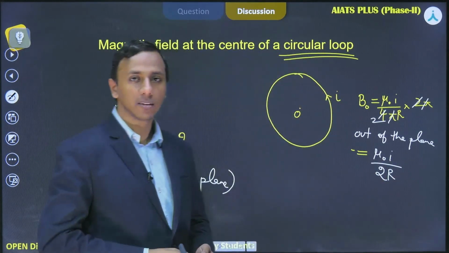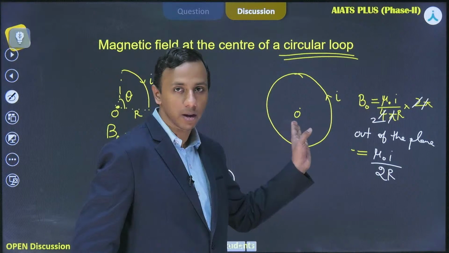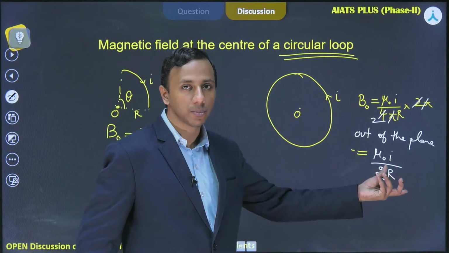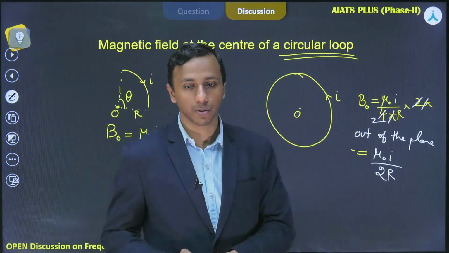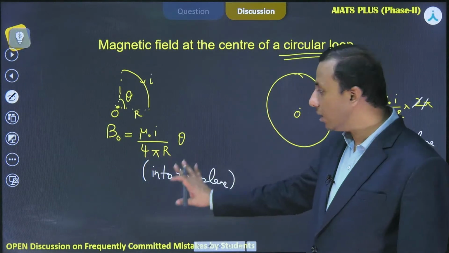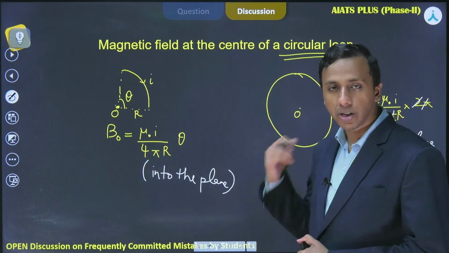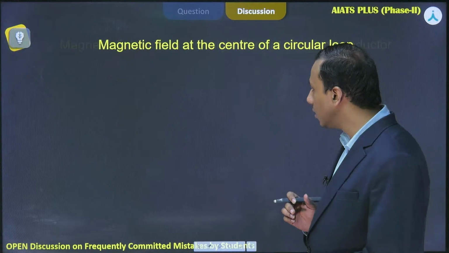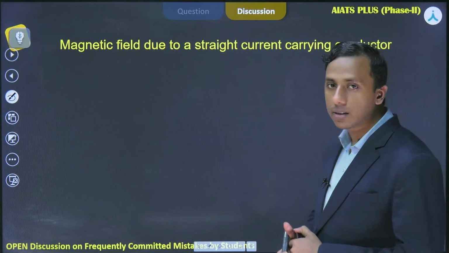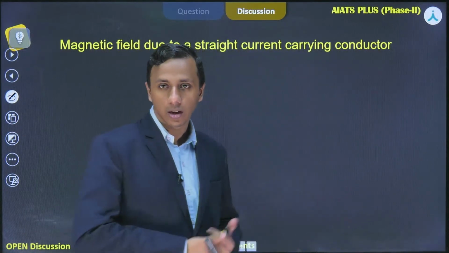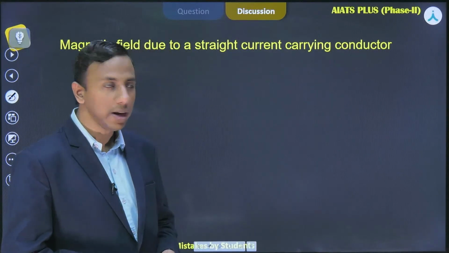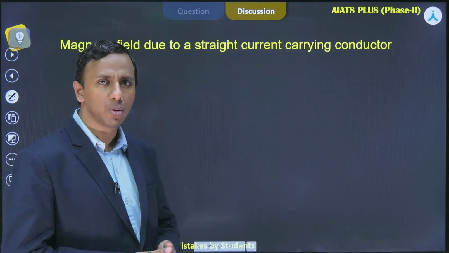And also remember, this is not the derivation of this formula. We don't derive using this method, we remember using this method. So this is just a short trick for you to remember. So mu naught I by 2R for circle. What about straight conductor? This also you have done in the previous few weeks, right? You have done many good questions also.